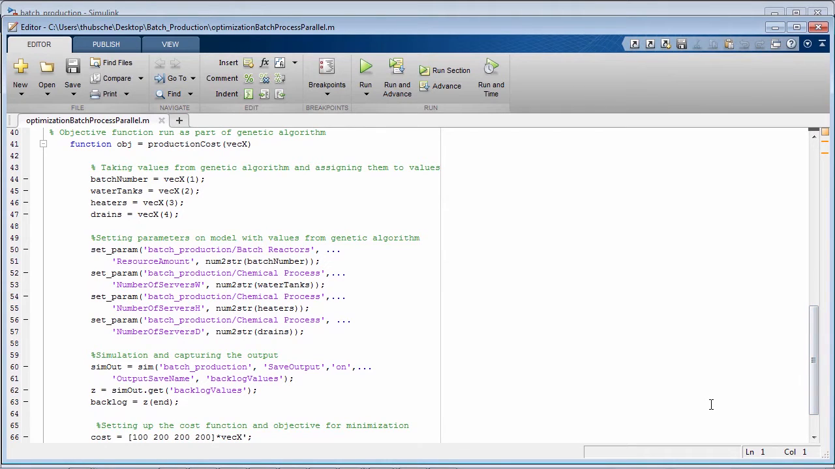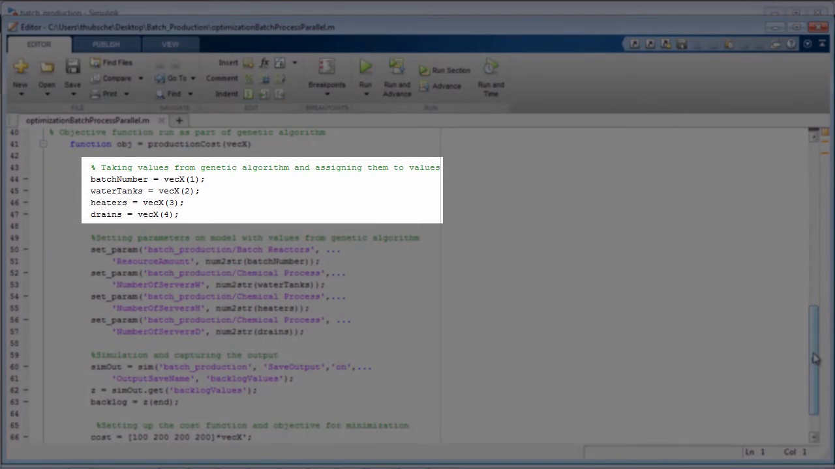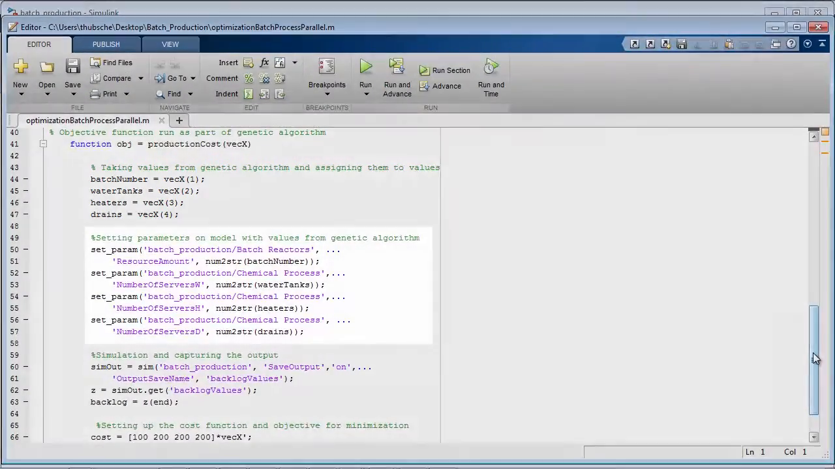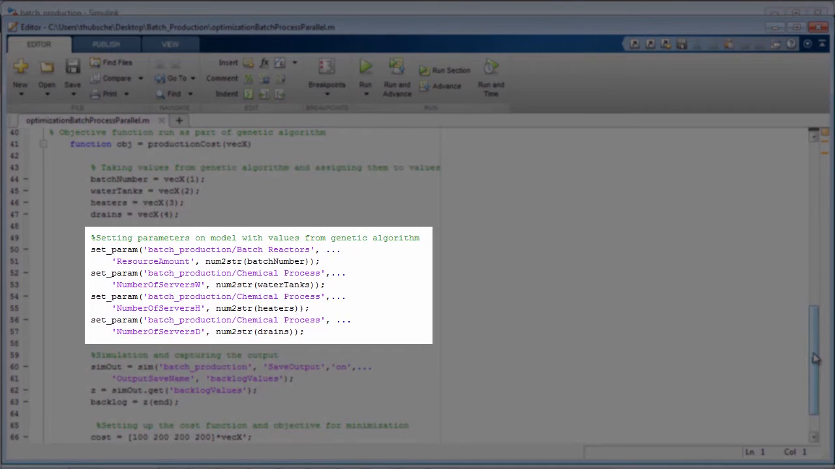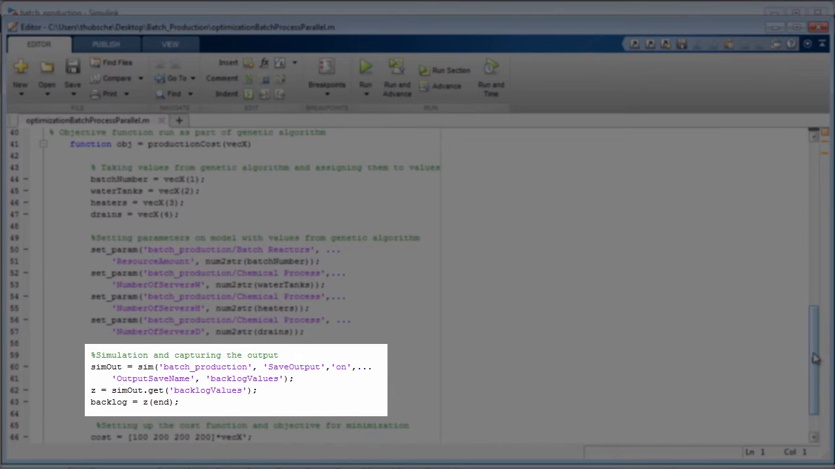This is the function that the genetic algorithm is minimizing. The first section is setting the value of the optimization function to a variable for the number of batch reactors, water tanks, heaters, and drains. We then use these variables to set those values in the SimEvents model. This section is simulating the model and capturing the output into a variable called backlog values, and then setting the final value to the variable backlog.